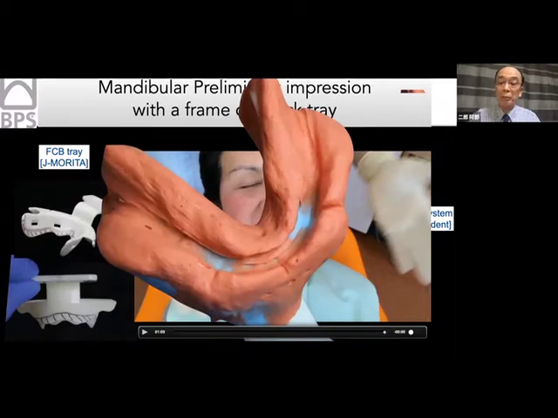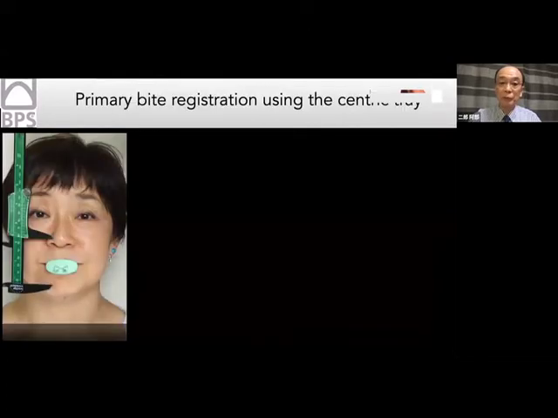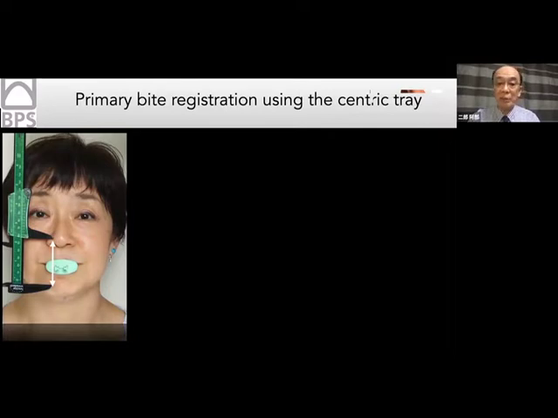So natural the impression with natural shape around the retromolar pad region. Next, what we are going to do is to measure the temporary vertical dimension using a phonetic method or freeway space, or make the M sound, and finally the blow air method.